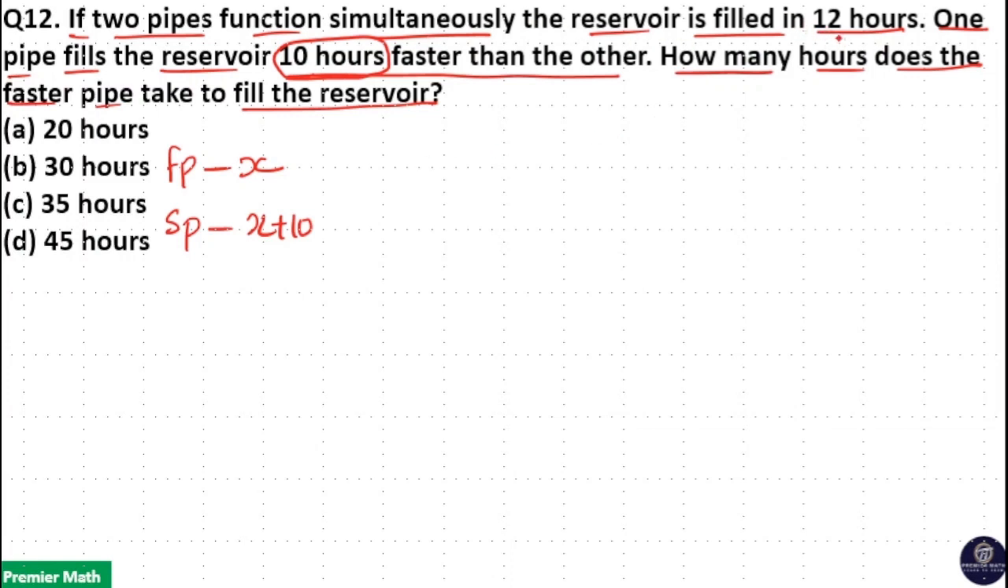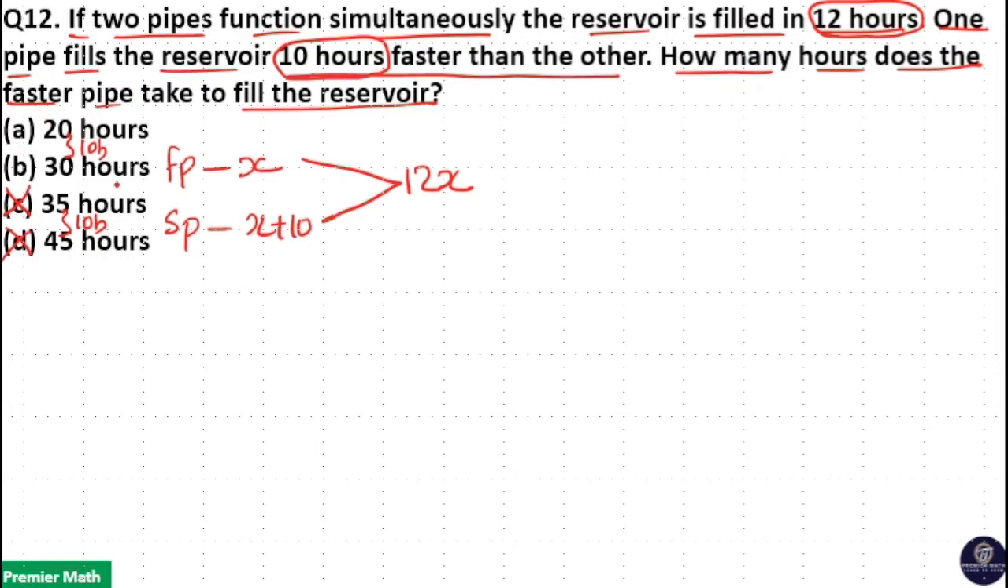The question clearly says that if both the pipes work together, it will take 12 hours to fill the reservoir. That means the LCM of X and X plus 10 should be a multiple of 12. Now, from the options it is clear that the difference between 20 and 30 is 10 hours and the difference between 35 and 45 is 10 hours. Now, if I take 35 and 45, the LCM of 35 and 45 must be a multiple of 12, but it is not. So, options C and D are eliminated.